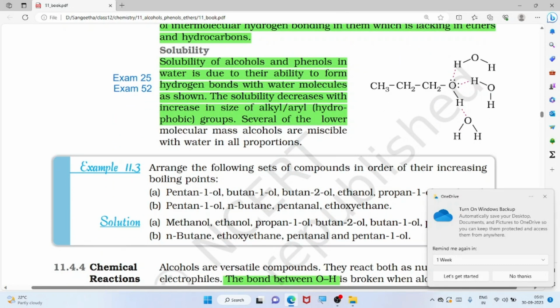Solubility of the alcohols and phenols in water is due to the ability to form hydrogen bonds with the water molecules. This is the water molecule, H2O. It forms hydrogen bonding with the water molecule. So solubility is more, but solubility decreases with the increase in the alkyl and aryl groups. When you have more alkyl and aryl groups, solubility decreases.